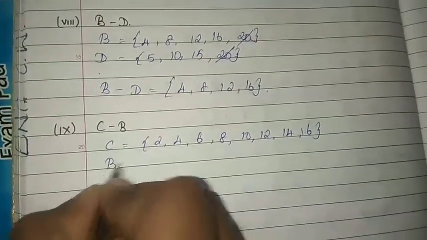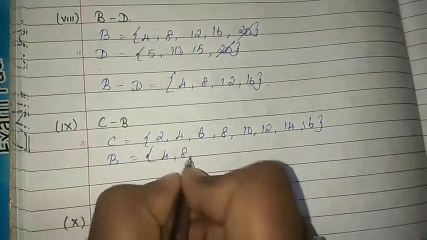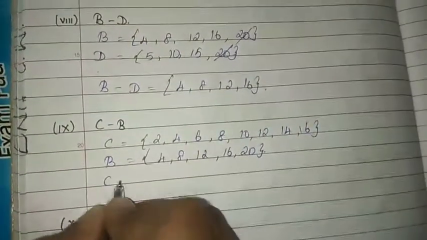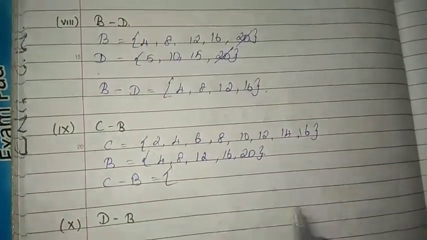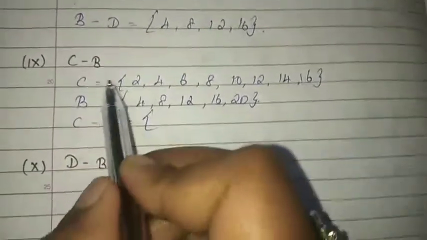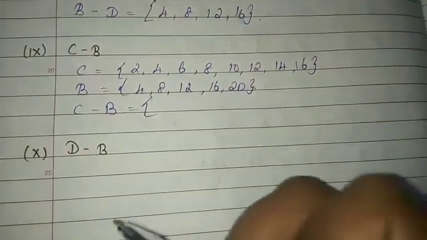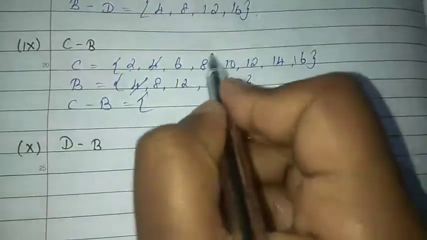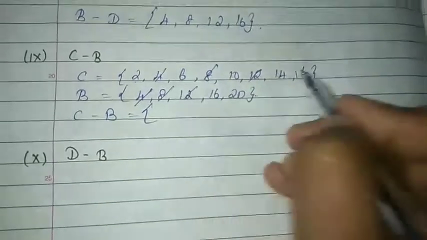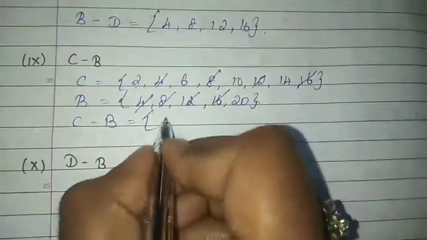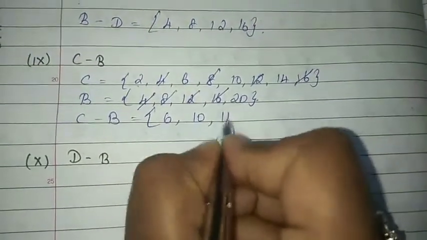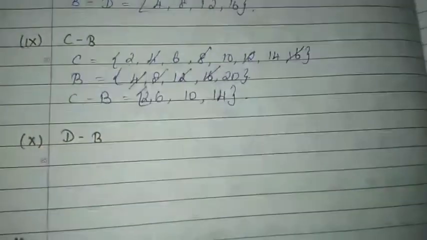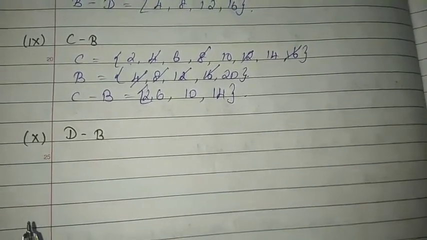So then B is equal to 4, 8, 12, 16 and 20. So C difference B is equal to set of all elements in set C except the elements which are common for both C and B. So 2, 4, 8, 12 and 16. So therefore 6, 10 and 14. 2 also. 2, 6, 10, 14.